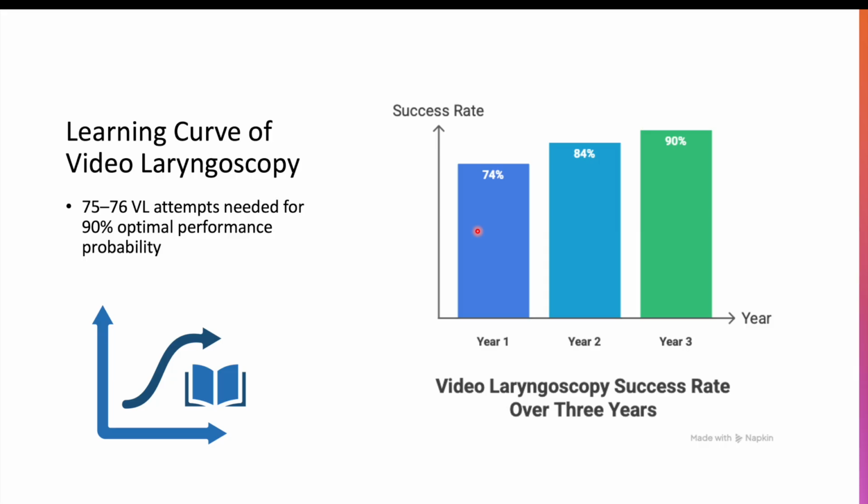In fact, several observational studies suggest that there is a steep learning curve for successful use of video laryngoscopy, especially in emergency non-operation theater settings, which are not very controlled settings. Up to 75 to 76 VL attempts are needed for 90% optimal performance probability. This was also shown in the study that the first pass success rate in the first year of training was 74%, but in subsequent years it increased to 84 and 90%.